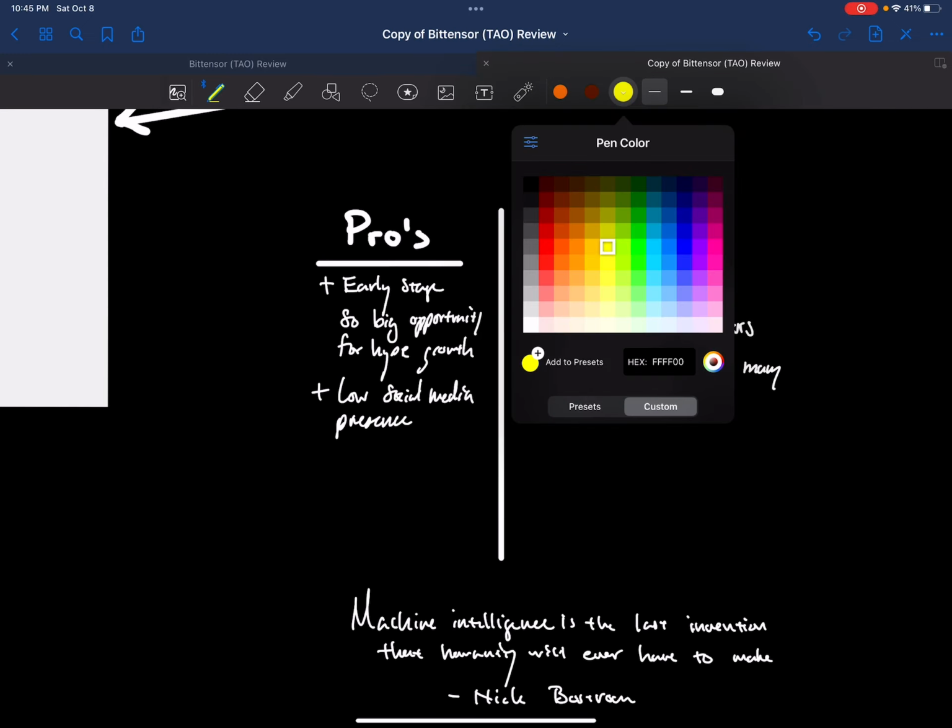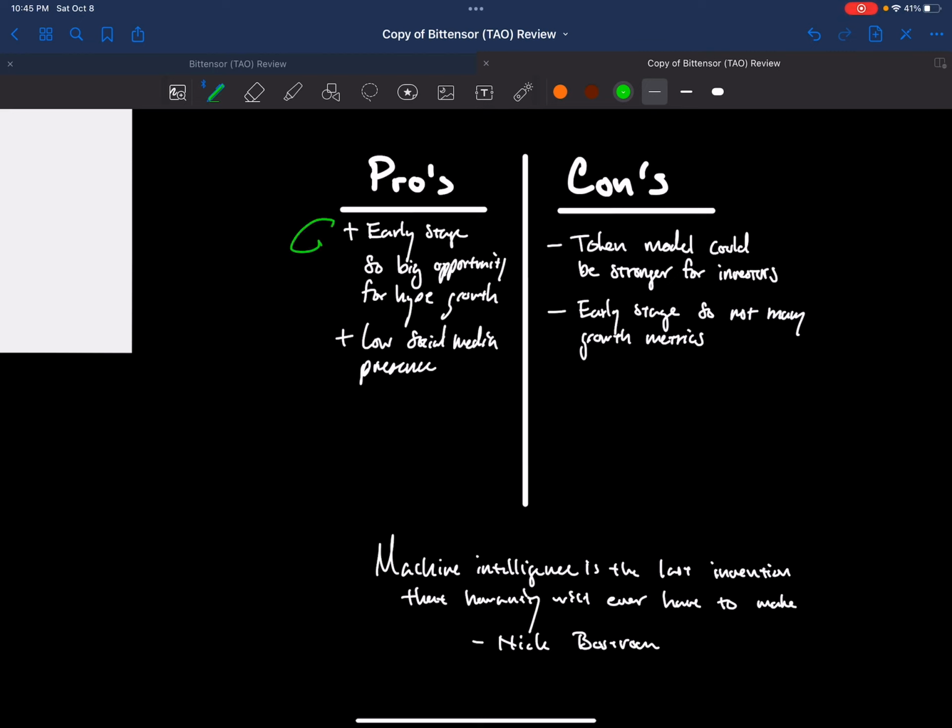Pros and cons. Early stage project, very big opportunity for hype, growth, future prospects. Because it's so early stage, it's not something you're hearing on the channels yet. So we'll see how it goes. The low social media presence is good. That's also a pro. Now the cons: the token model could be stronger for investors, in my opinion. I would like to see maybe dividends or token burns or things like that. The incentive for people to buy and hold this could be stronger.